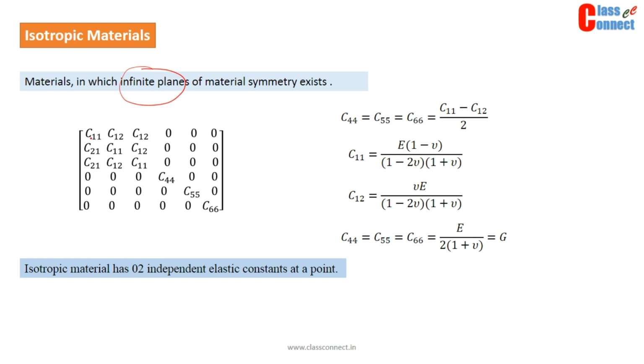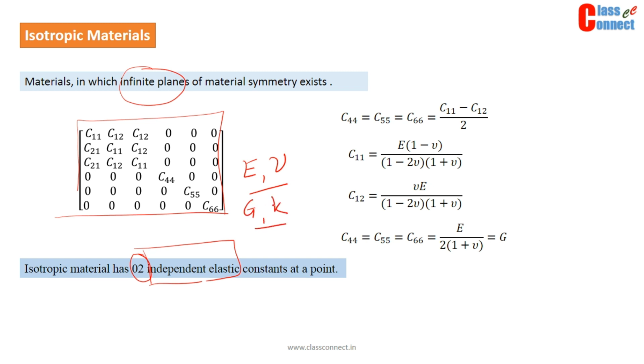So that is why we get this type of stiffness matrix, and all the elements of the stiffness matrix are represented by two independent elastic constants. They are independent because if we know the value of E and the value of nu, then we can find the other elastic constants, that is G and K, the modulus of rigidity and the bulk modulus. So that is all for these different types of material.